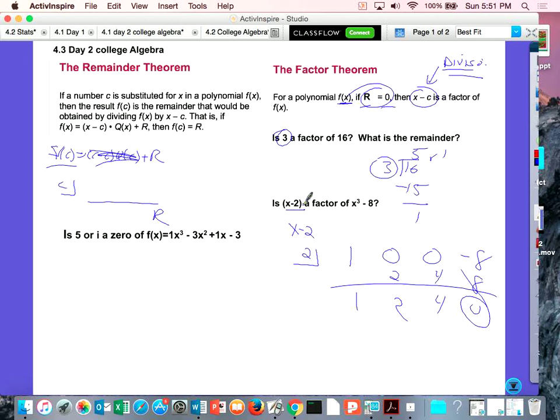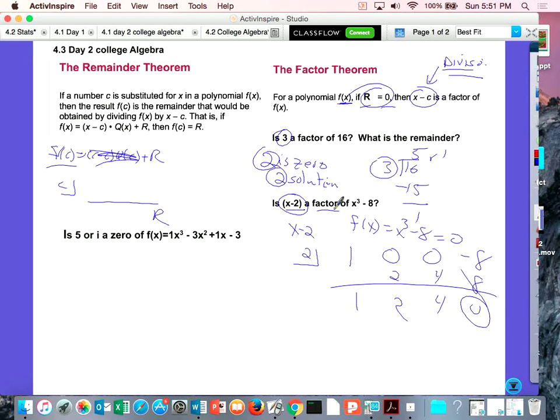Now remember, for this to be a factor, 2 is a solution. Also, 2 is a 0 of the function. So if we said that f of x is equal to x cubed minus 8, would 2 be a 0 of the function? Yes, because you plug 2 in, it makes a 0. Is 2 a solution of this equation? If you put 2 in there, would it make the equation equal 0? Yes, it is. So zeros, solutions, and if you have the opposite here, factor, those are the same thing.